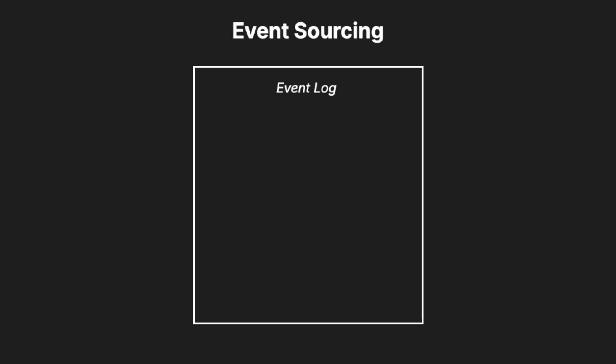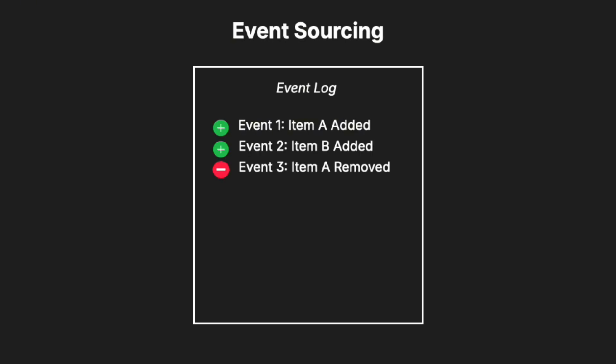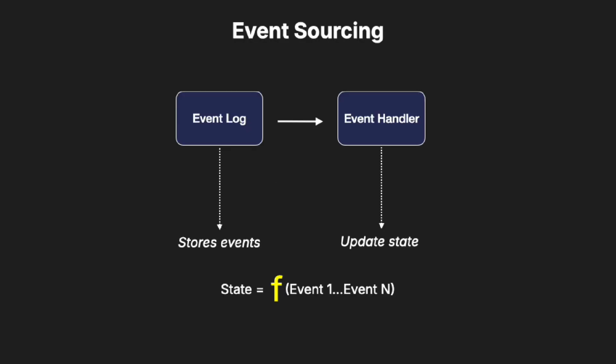First up, event sourcing. Event sourcing is a design pattern where every change to the state of an application is captured as a sequence of events. Instead of storing just the current state, we store a log of all the events that have led up to the current state. This means the state can be reconstructed at any time by replaying these events.